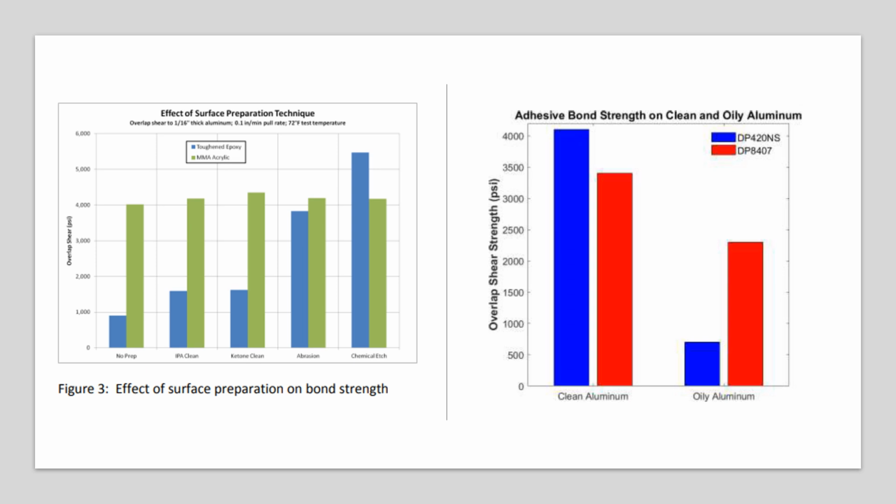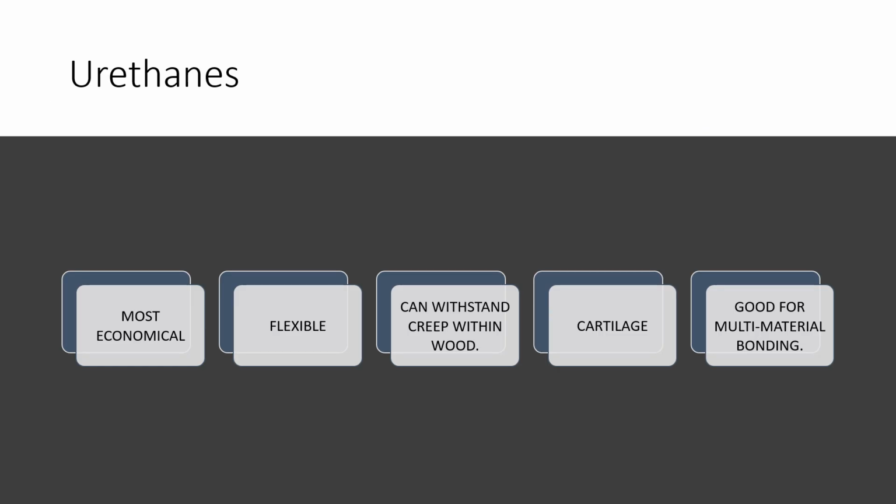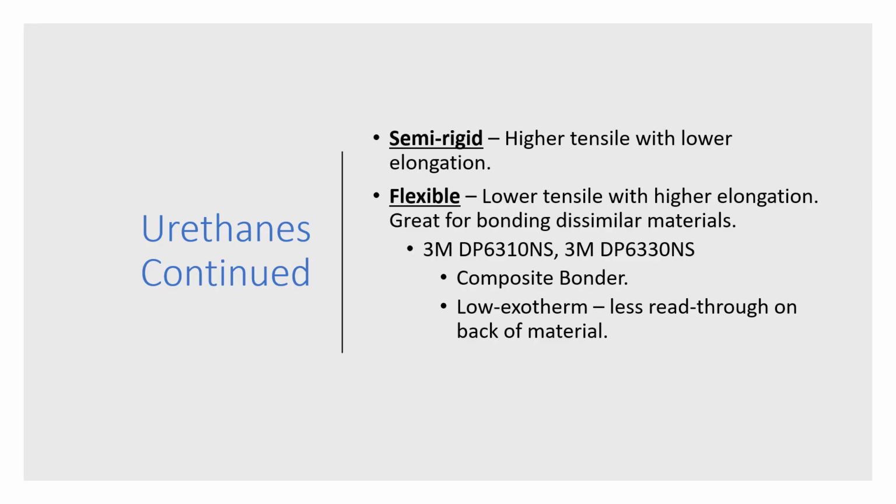Urethanes, like I mentioned, are the flexible option of the 3 different types of structural adhesives. They can withstand creep within wood. Think of them as kind of like the cartilage, and they're just good for multi-material bonding. Like I mentioned earlier, we don't sell a whole lot of urethanes, but we do have access to them if need be. 3M's got 2 different families of urethanes.